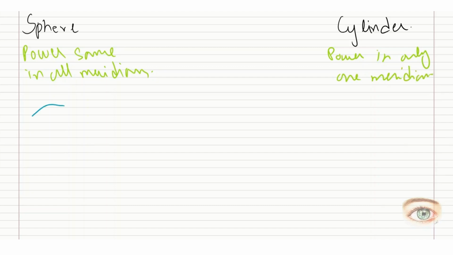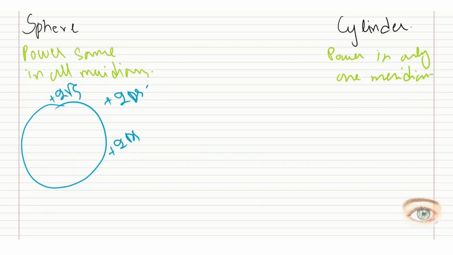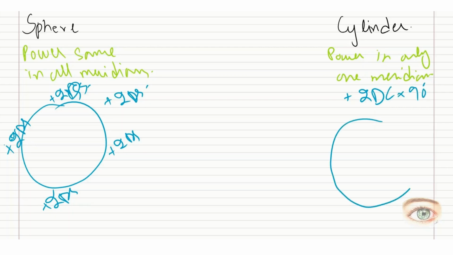Now let's say we have a sphere of +2 diopter sphere. This will mean that it will contain +2 diopters in all of the meridians, right? Now if I say that I have a +2 diopter cylinder at 90 axis, this will mean that I have +2 diopter cylinder at 180 degrees and zero power at its axis, which is 90 degrees, right?